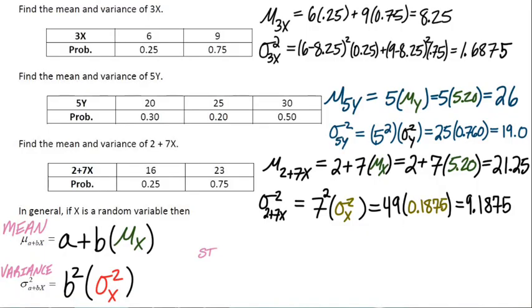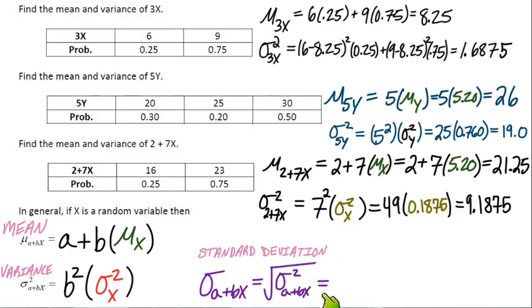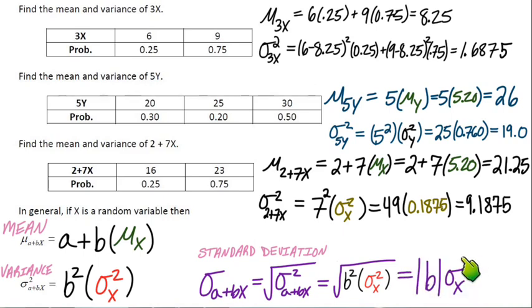And then as far as the standard deviation goes, we actually did the standard deviation in the last notes. Keep in mind the standard deviation, and let's use the same notation here. This would be a plus bx as our random variable. The standard deviation is just the square root of the variance. So if our variance is b squared sigma squared x, when we take the square root of that, it's just b times sigma x. And that's the rule that we established in the previous notes. One thing to keep in mind, though, standard deviation can never be negative, even if you're multiplying by a negative constant here. So we say the absolute value of b, the multiplier there.